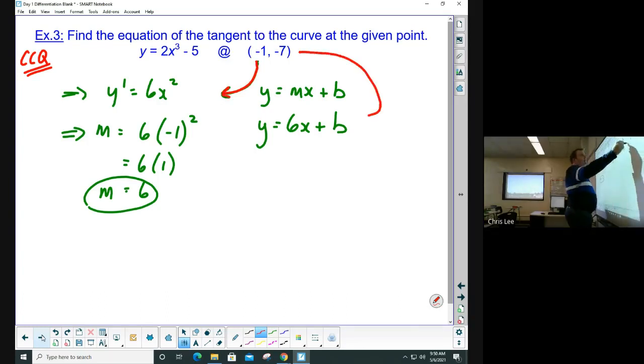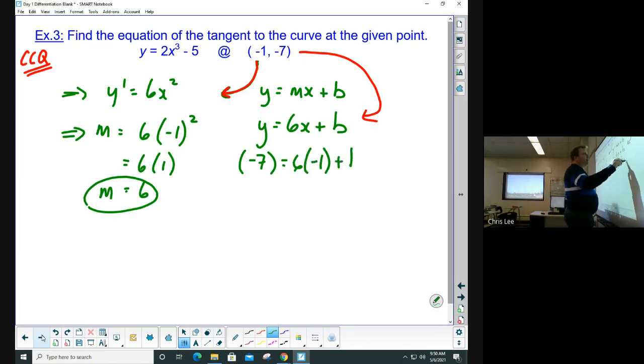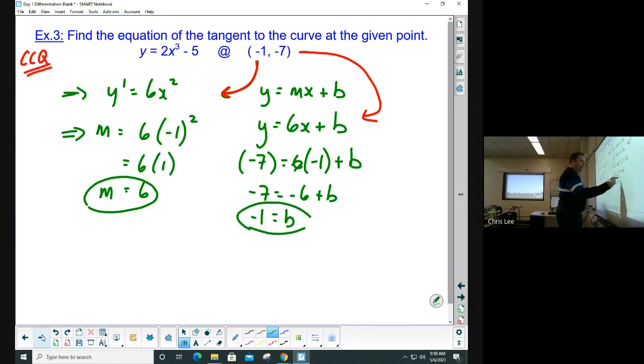So we're going to take this and sub it in. Now I get to use that y value. The y value was -7, the x value was -1, and I figure out the b value. So -7 equals -6 plus b. Add 6 to both sides, and I get -1 equals b. Therefore, the equation of the tangent is y equals 6x minus 1.